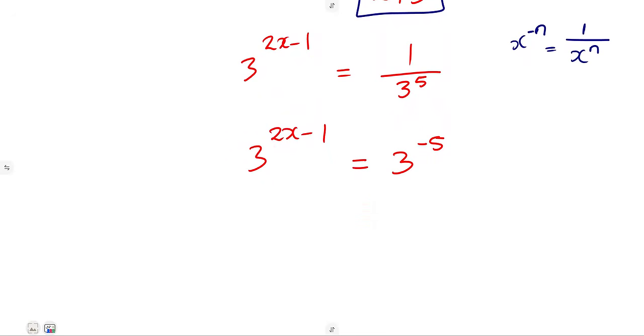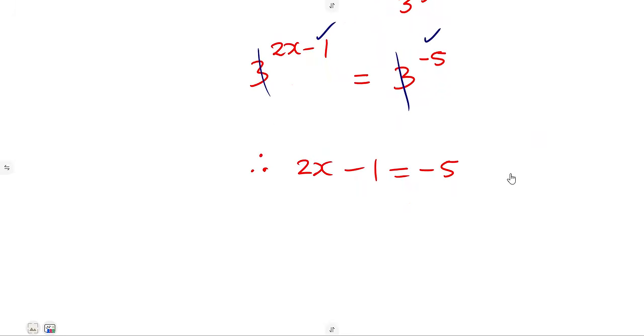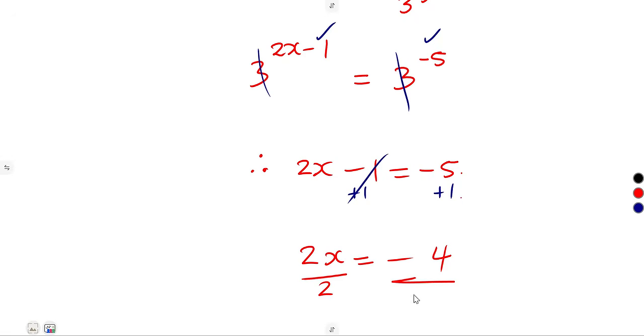From these, we know that if the bases are the same, the exponents are supposed to be the same. So 2x minus 1 is equal to minus 5. From there, we can solve for x. Taking the minus 1 to the other side, or simply adding 1 to both sides of our equation, 2x is equal to minus 5 plus 1, which is minus 4. So we can find our x by dividing by 2. Our x therefore is negative 2.